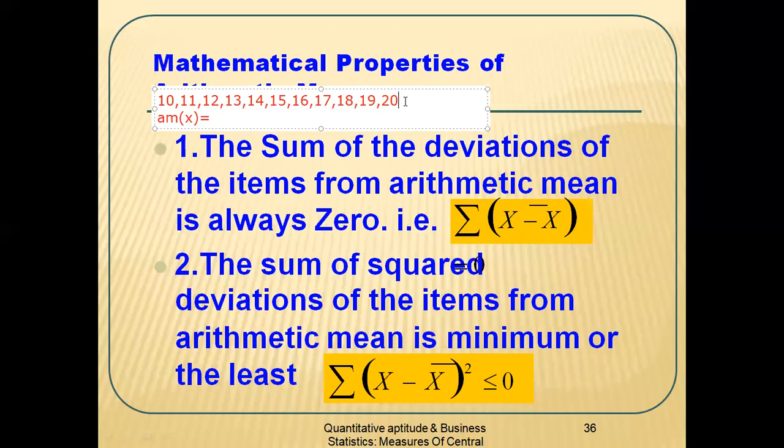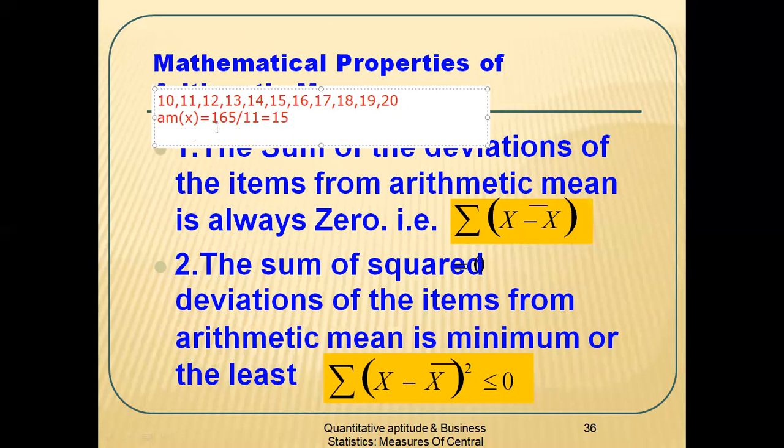When I sum up 10 plus 11 plus 12 plus 13 plus 14 plus 15 plus 16 plus 17 plus 18 plus 19 plus 20, the total is 165. So 165 divided by the number of observations, which is 11, gives 15. Therefore, the arithmetic mean here is 15. That is your step 1.